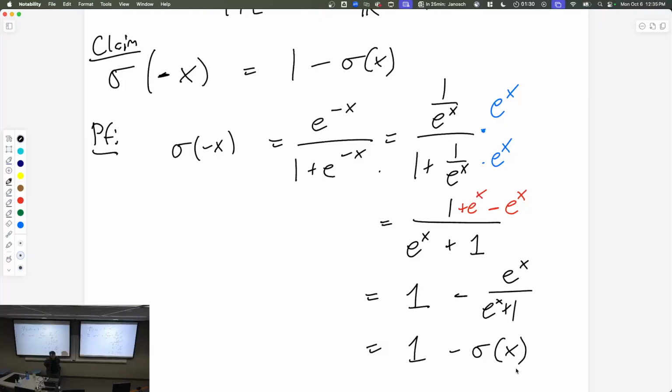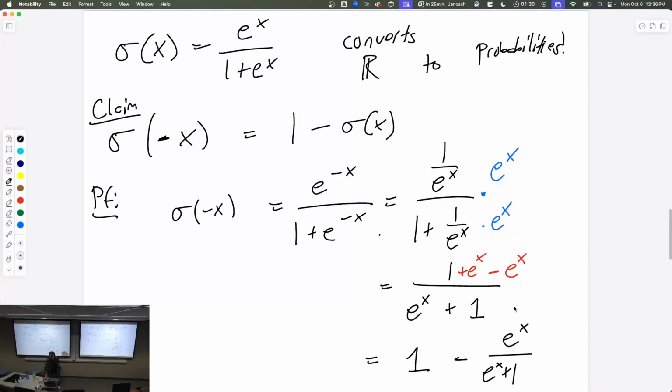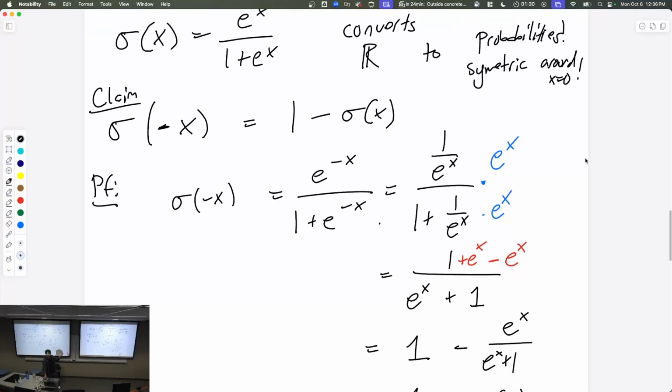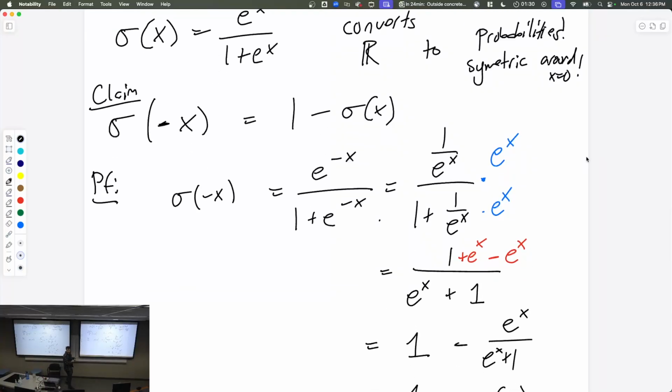Okay, so what is this saying? It's saying that the sigmoid is converting to probabilities, and it's symmetric around 0. Let's say x equals 0. So positive numbers are higher than 50%. Negative numbers are less than 50%, and they're like complementary. Like 2 and negative 2 are 88% and 12%.